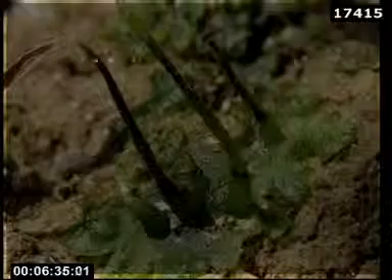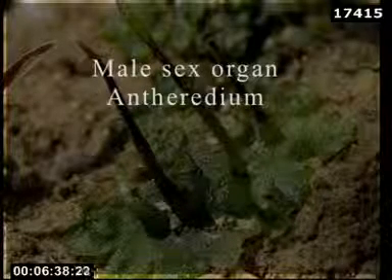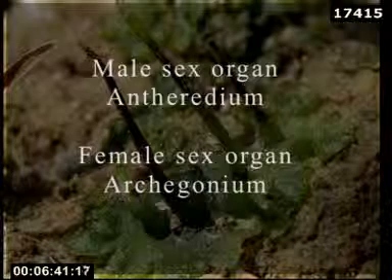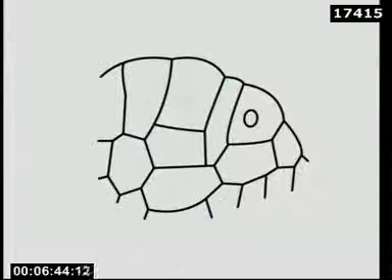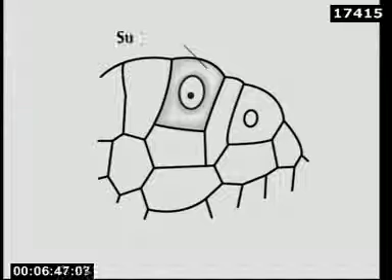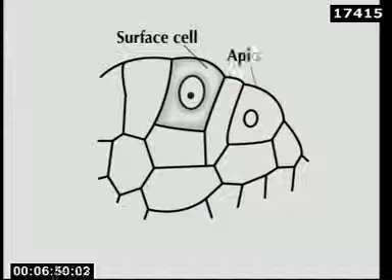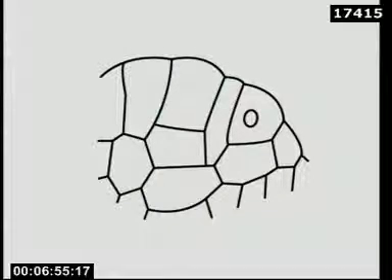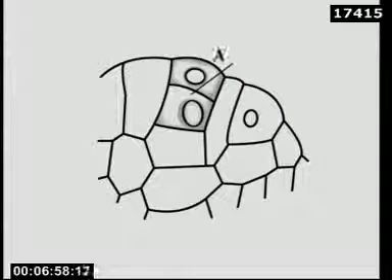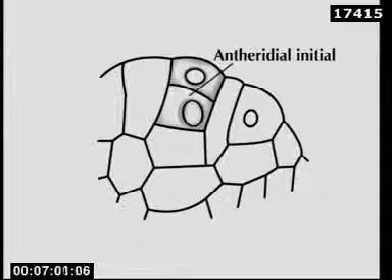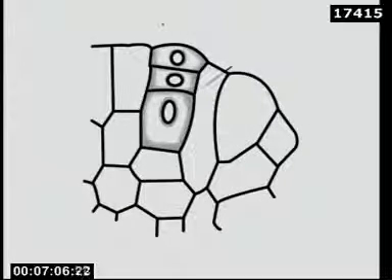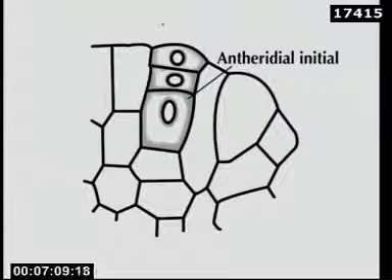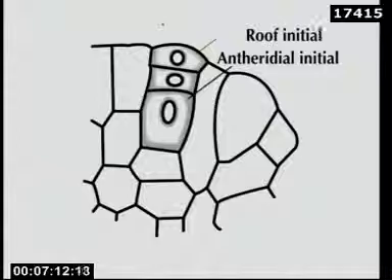Now let's discuss the sex organs of this genus, which include the male sex organ known as antheridium and the female sex organ called archegonium. The antheridia develop endogenously from a surface cell which has denser cytoplasm and a conspicuous nucleus. It divides periclinally into an inner segment and an outer segment. The former functions as an antheridial initial and develops into an antheridium or antheridial cluster. The outer segment is the roof initial, which forms the two-layered roof of the antheridial chamber.